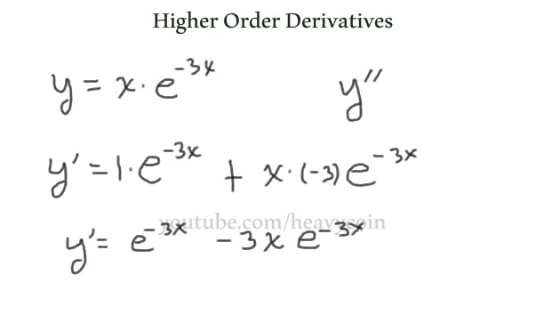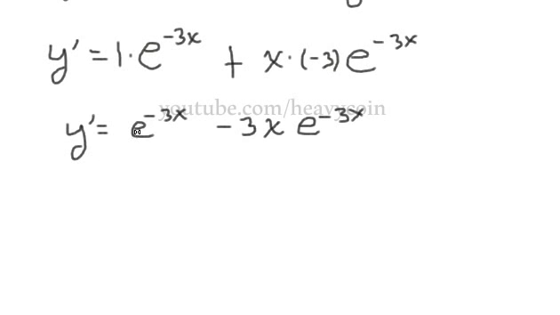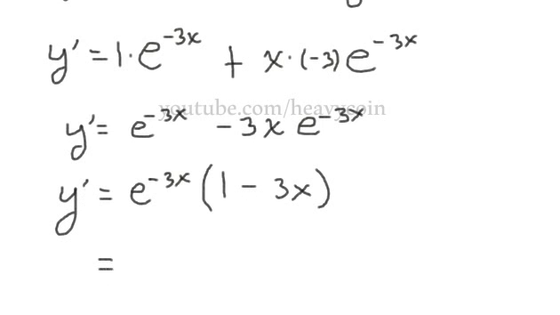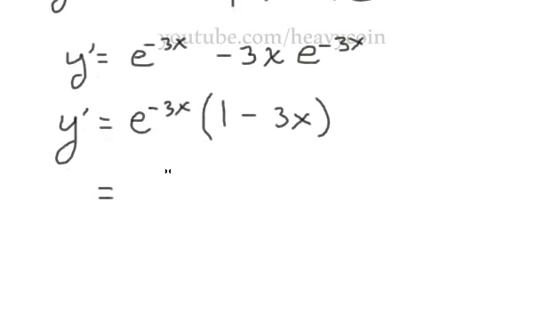And what I'm going to do this time is I'm going to go ahead and factor out an e to the negative 3x, since we have one over here and then we have a separate one over here. So I'm going to factor that out, and so it's going to be left with 1 minus 3x. So you need to really get good at factoring things out. Now I'm going to use the product rule again, and this time we're finding the second derivative. So the derivative of e raised to negative 3x is negative 3 e to the negative 3x.